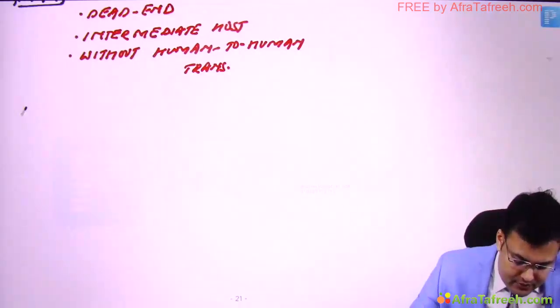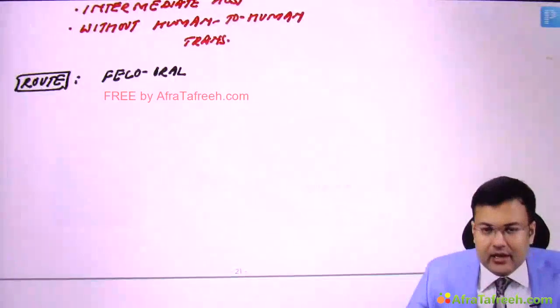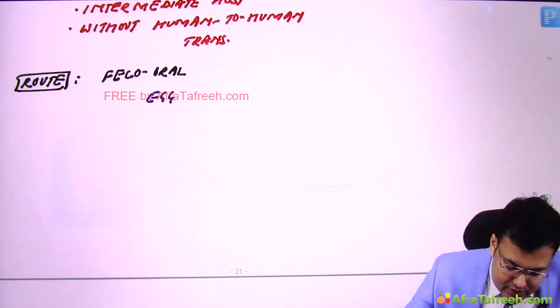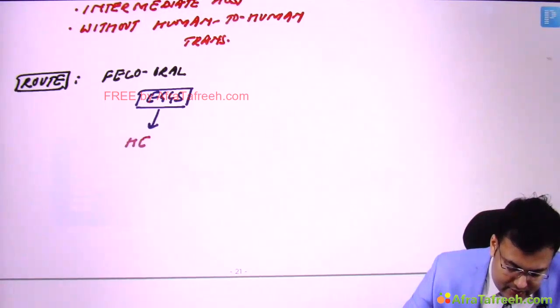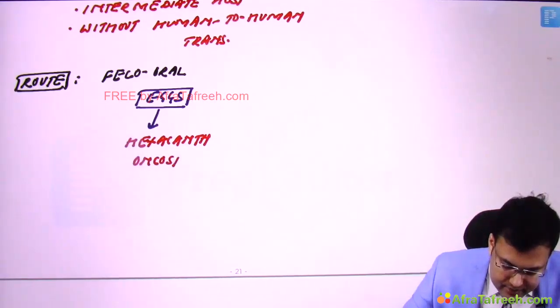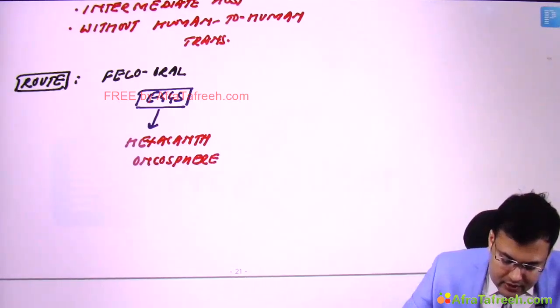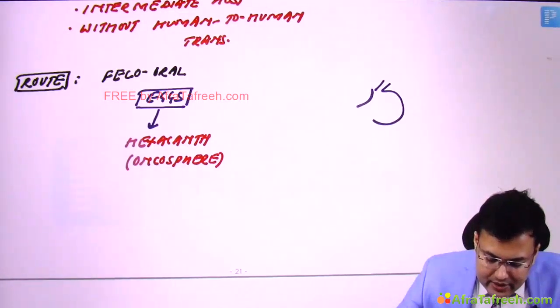Because of, what is the route? Because of fecal-oral route, eggs are ingested. Clear? So eggs of Echinococcus are ingested, and these eggs of Echinococcus are converted into hexacanth larva. Hexacanth larva. Other name of this larva is oncosphere. Clear? So this oncosphere or hexacanth larva, it's there in duodenum.